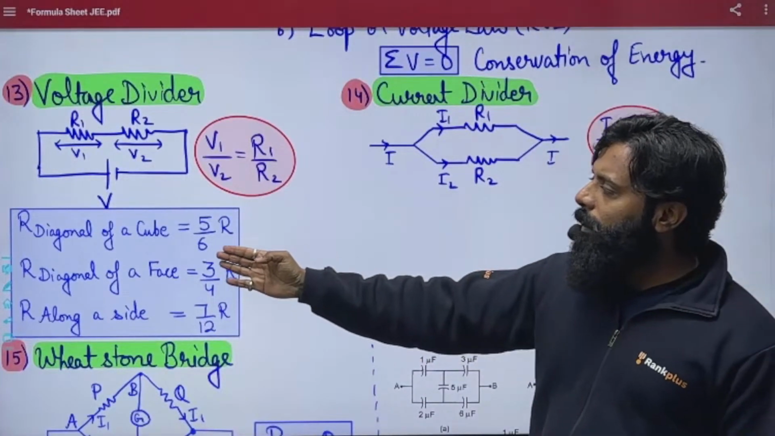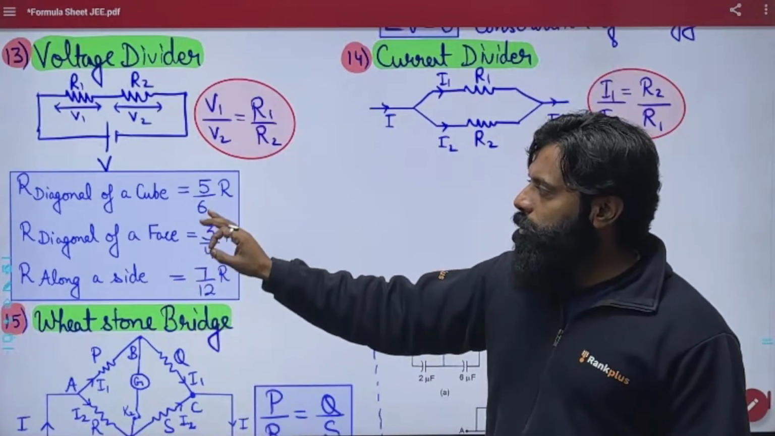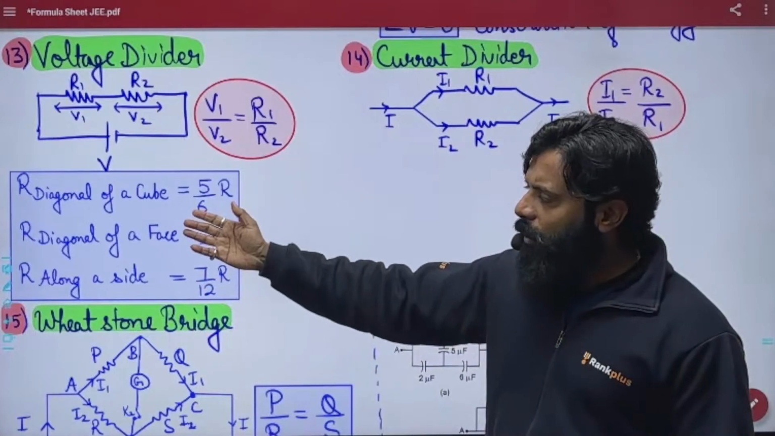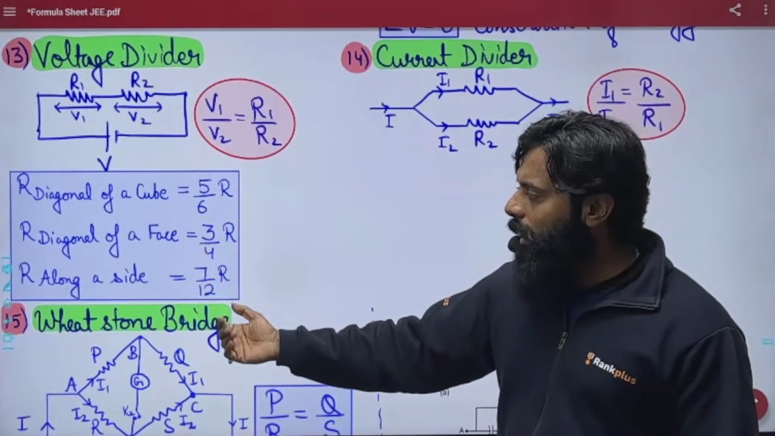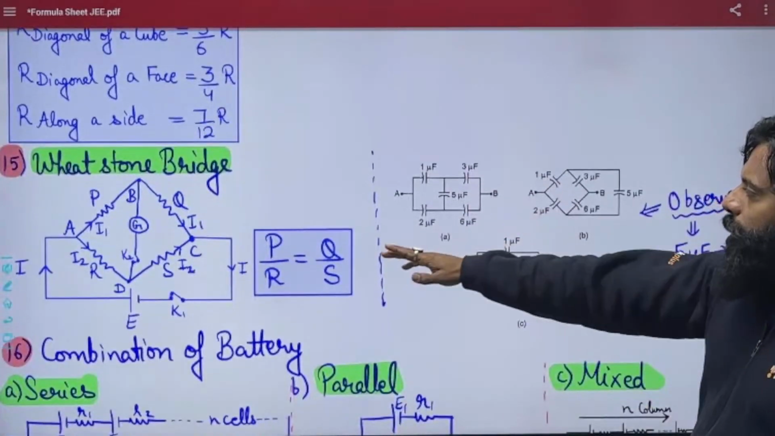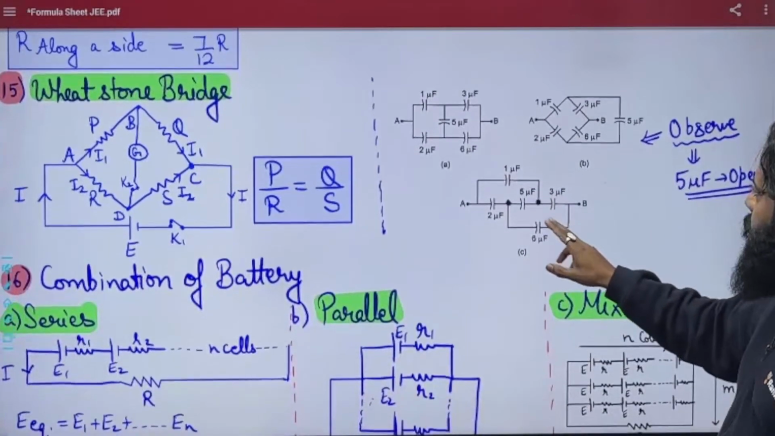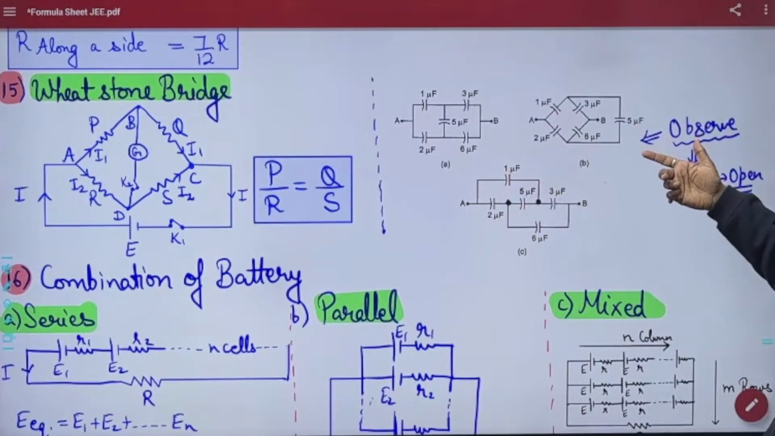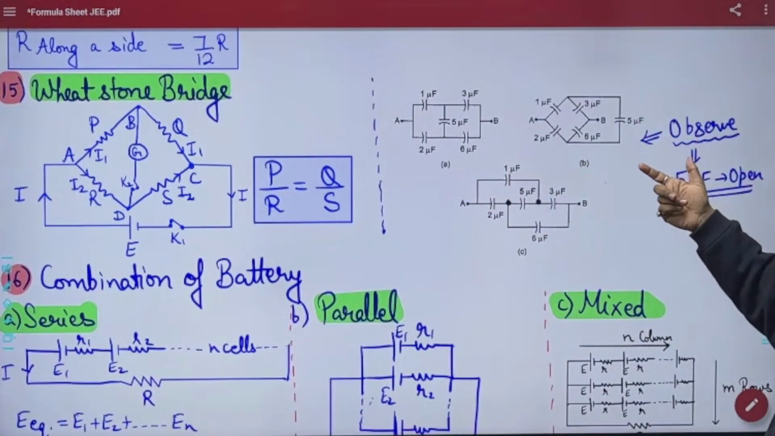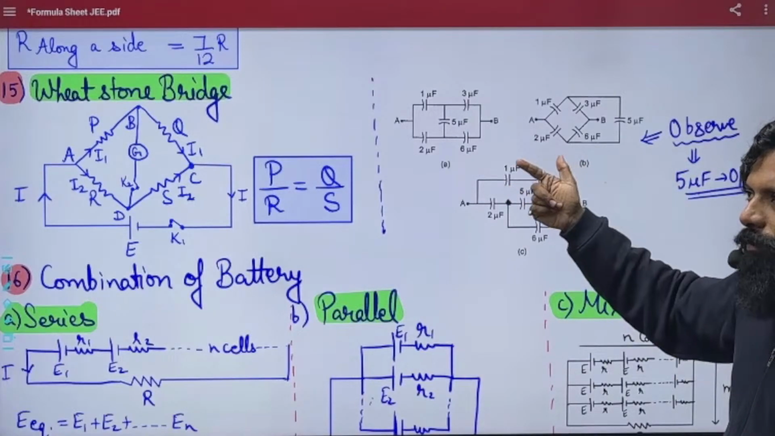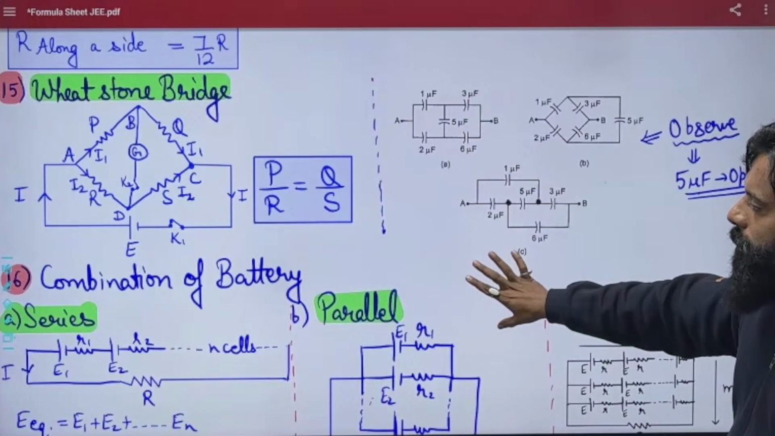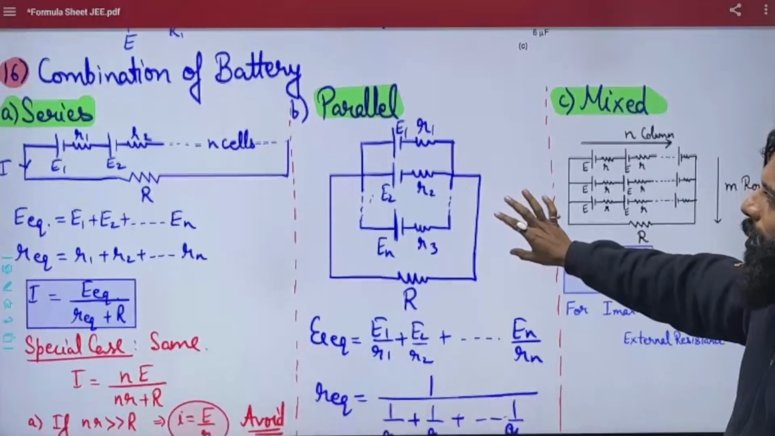Then you must remember the resistance of a cube, along the diagonal, the face, and along the side. Then this Wheatstone bridge formula is also very, very important. And similar to this, I would suggest you solve H.C. Verma's book for this current electricity chapter. Similar types of questions are coming.